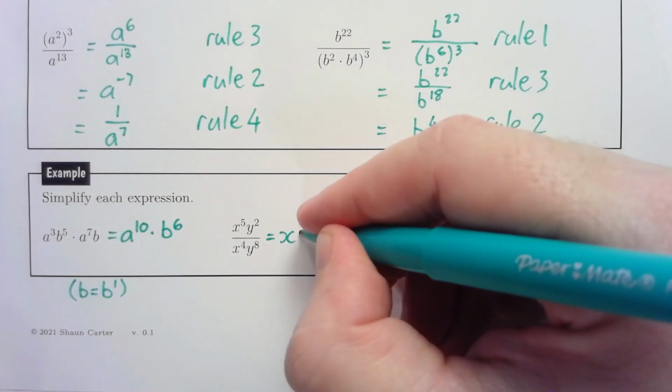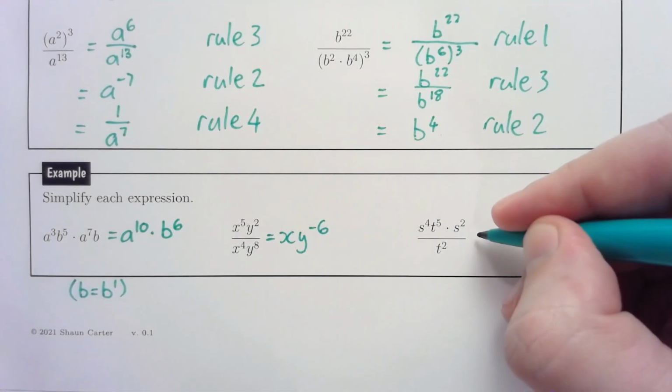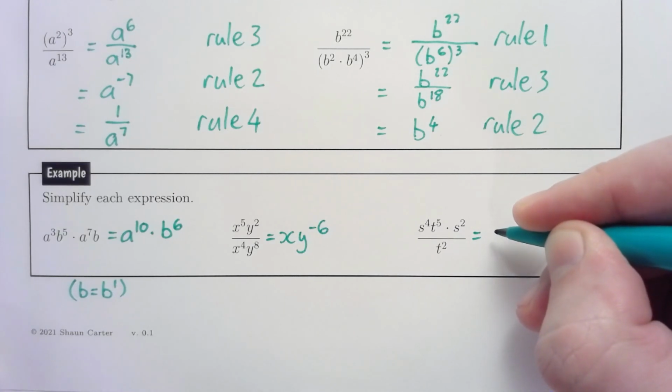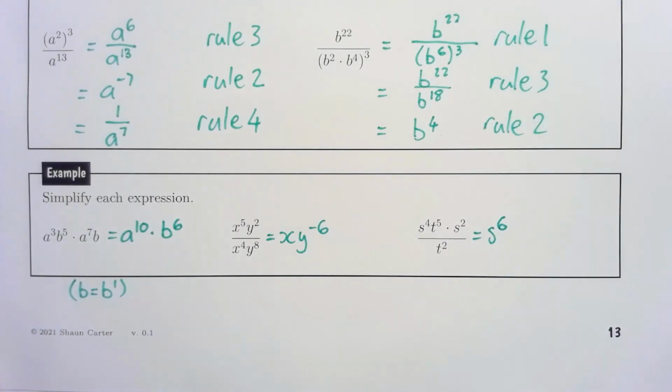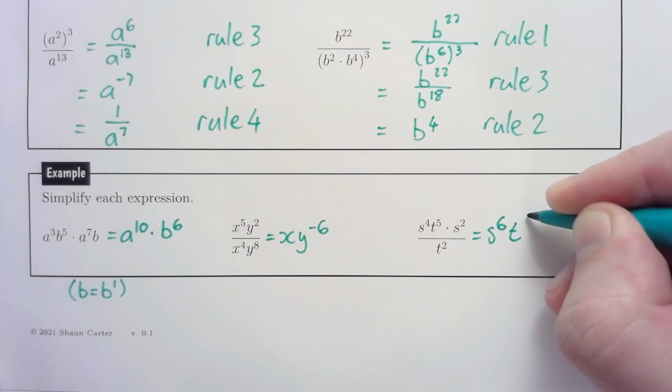If we have s to the power of 4 times t to the power of 5 times s to the power of 2, we can multiply the factors with the base of s to get s to the power of 6. If that's then divided by t to the power of 2, we can subtract our exponents for t to get t to the power of 3.